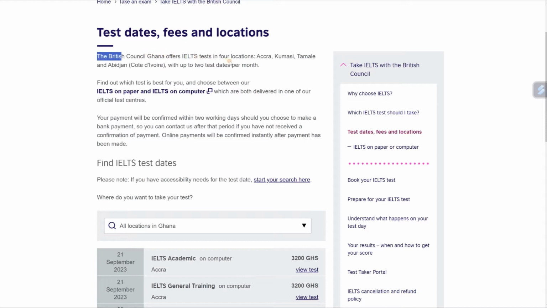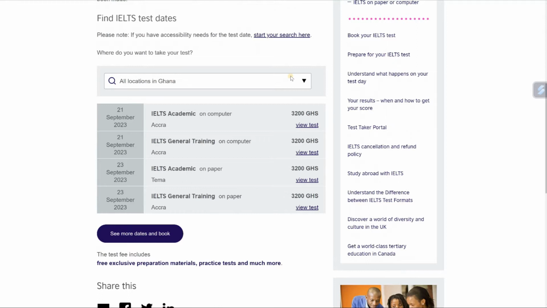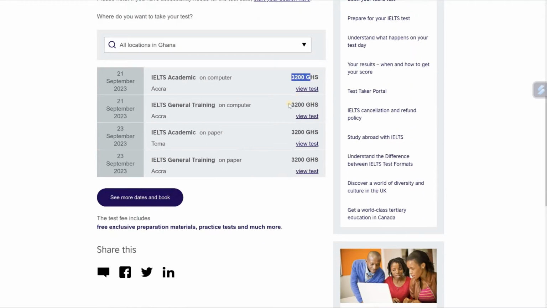So the question is, how much do you need to register for IELTS? And then how much do you need to register for OET? The cost varies from country to country. What this means is that the cost as per Ghana will be different from that of Nigeria. So depending on wherever you are, you have to first of all identify the institution you are going in for.